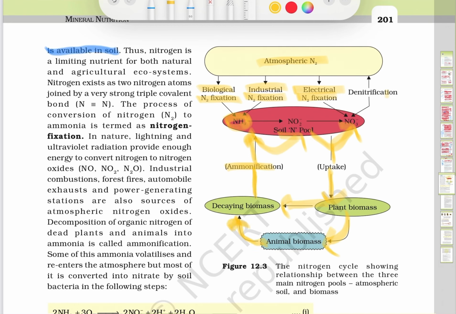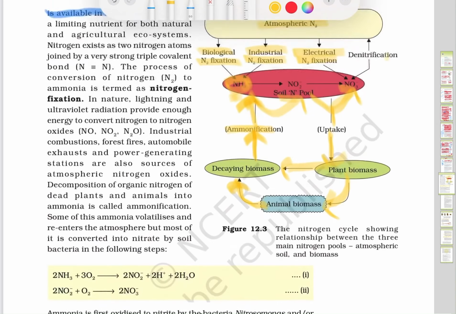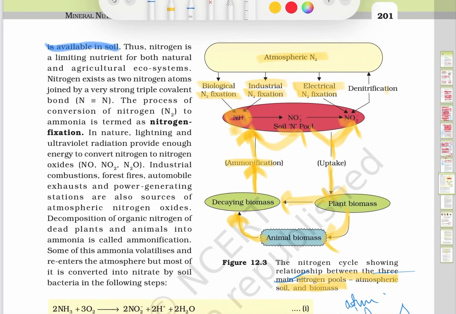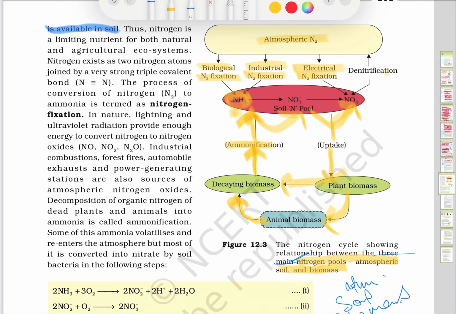The nitrogen cycle shows 3 main nitrogen pools: atmospheric, soil, and biomass. So I think a question can be asked on the 3 nitrogen pools. You can say the 3 main nitrogen pools are atmospheric, soil, and biomass. Is nitrogen a limited nutrient for both natural and agricultural ecosystems? You can say nitrogen is a limited nutrient for both natural and agricultural ecosystems.